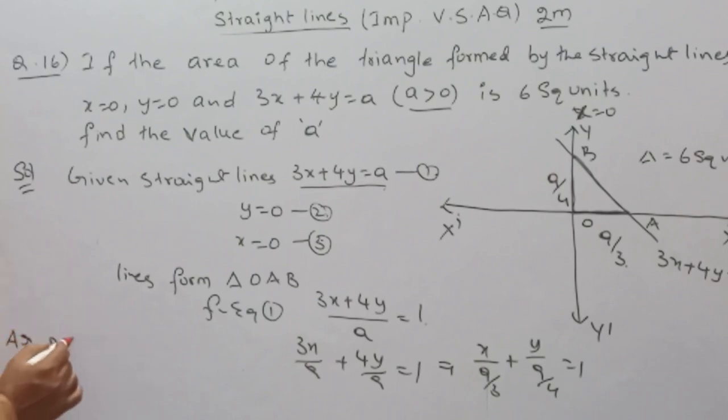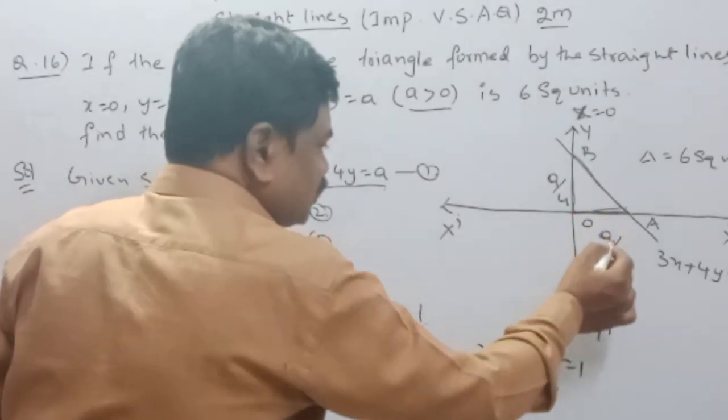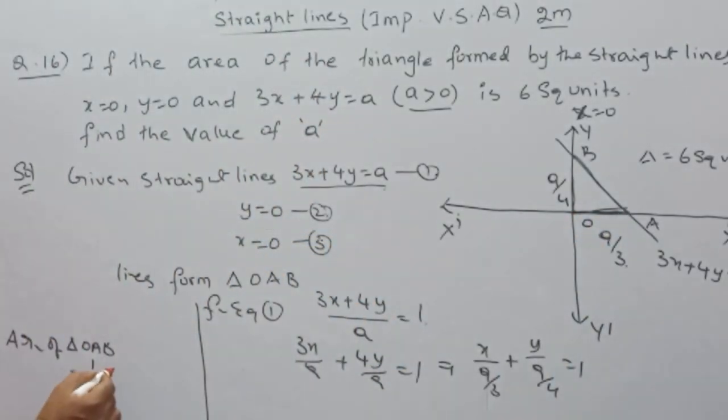Then what is the area of the triangle? Area of triangle OAB is equal to half base into height. This is the base, the x intercept, a by 3, into modulus of the height, a by 4, is equal to the given 6 square units. So a into a, a squared by 24, is equal to 6.